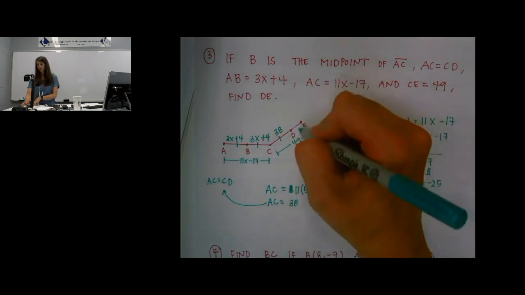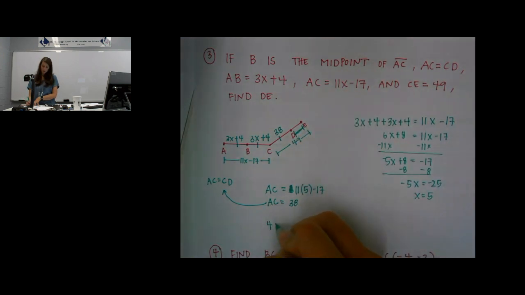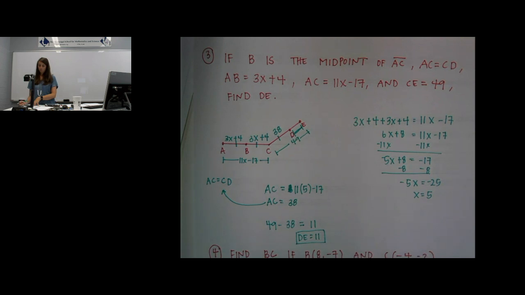Okay, so to find this remaining piece right here, I can just say 49 minus 38. 49 minus 38 will give me an 11. So DE is going to be equal to 11. Okay.